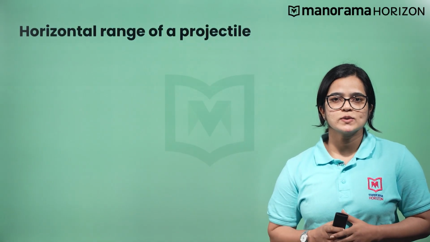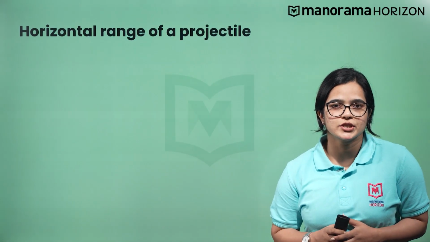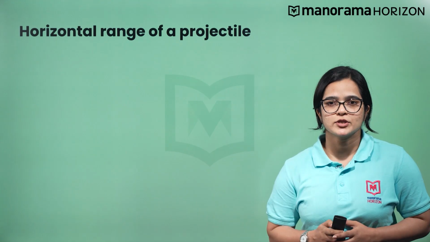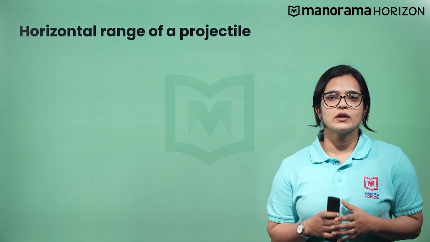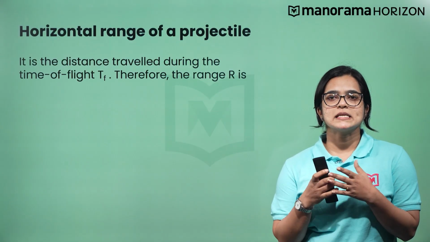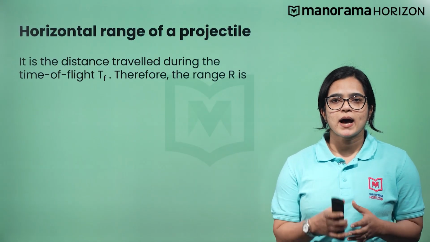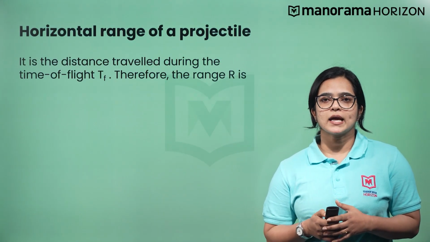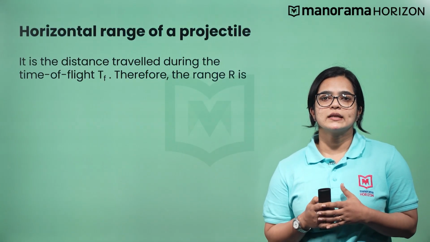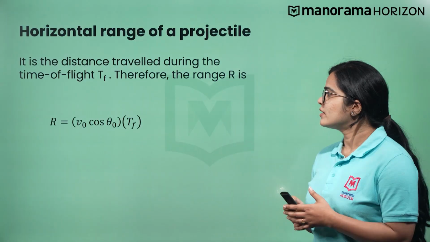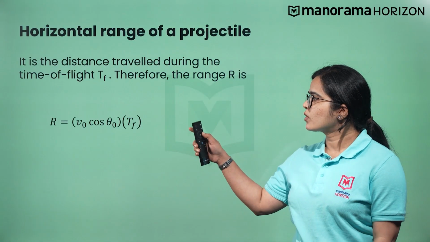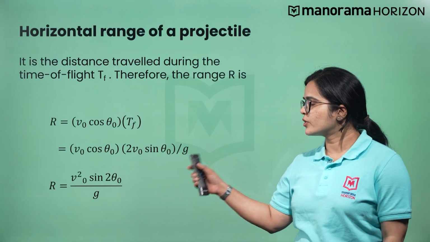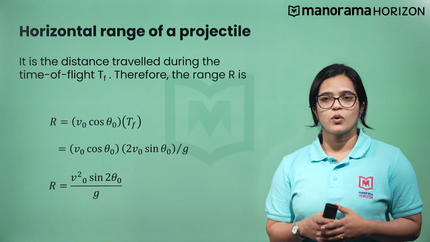Now that we have deduced the formula to calculate the maximum height of a projectile, let's move on to deduce the formula to find the horizontal range of the projectile. Based on a graph, the horizontal distance traveled by a projectile from its initial position to the position where it passes y equal to 0 during its fall is called the horizontal range, denoted by R, or it is the distance traveled during the time of flight Tf. Therefore, the range R equal to V0 cos theta 0 into Tf, or we can write that the range R is equal to V0 square sine 2 theta 0 by g.